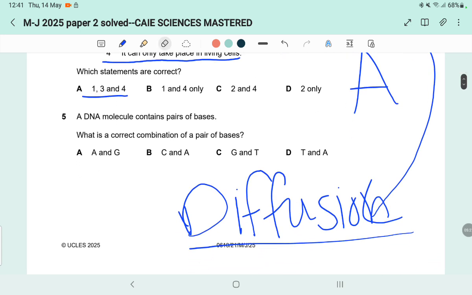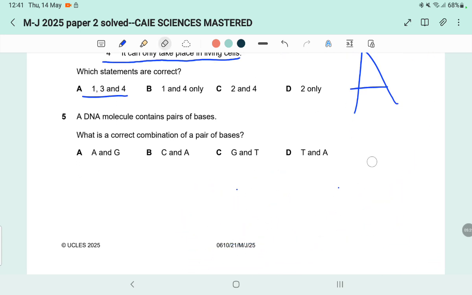It's a very easy question. That's so easy, really, for sure. It's saying here, a DNA molecule contains pairs of bases. What is a correct combination of a pair of bases? So the answer, of course, will be letter D. Why? I will tell you why. It's very easy. We can memorize it like with a song.